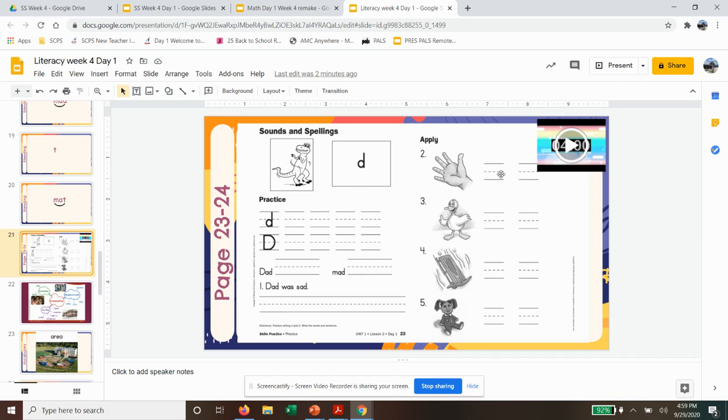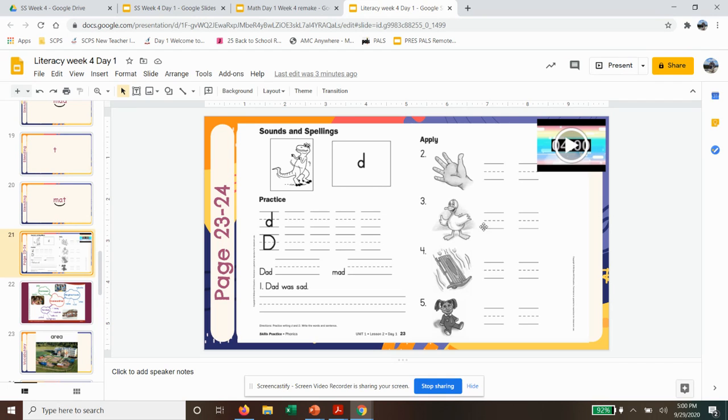And then you had to write the letter D on these 2 lines. If it was at the end of the word, you would write it on the second line. If it was at the beginning of the word, you would write it on the first line. So, for example, hand, you would write on the second line because the D arrives at the end of the word hand. But if you're talking about duck, that would be at the beginning of the word duck.